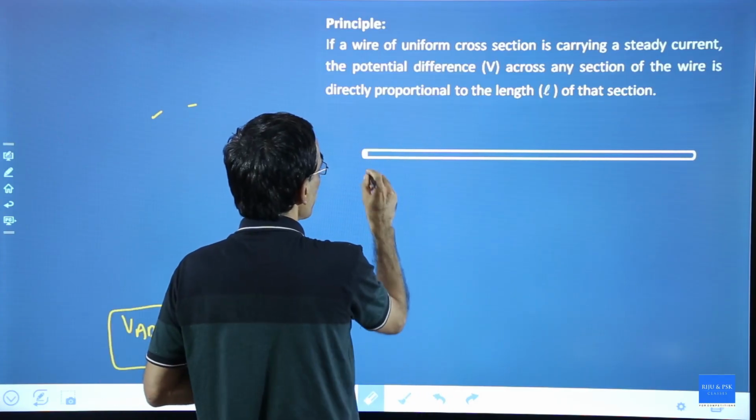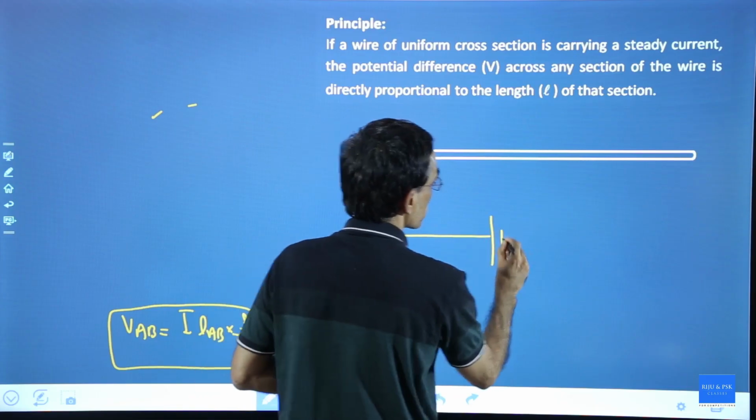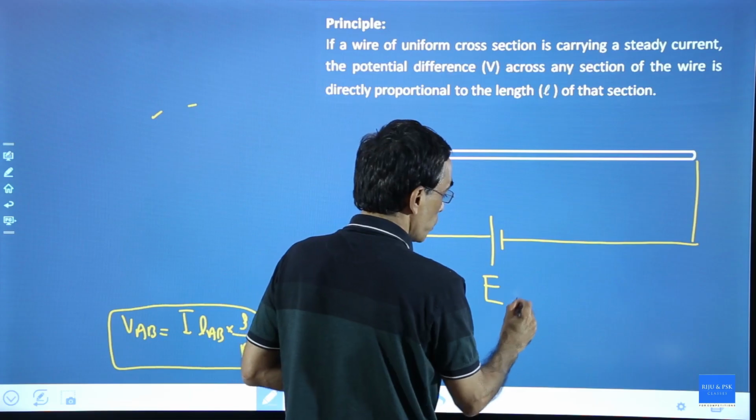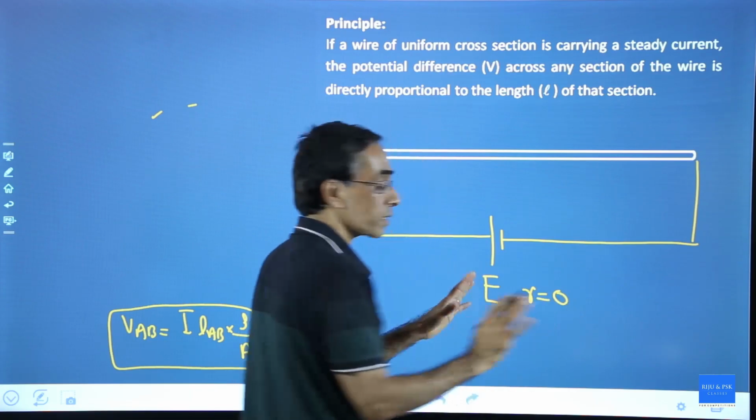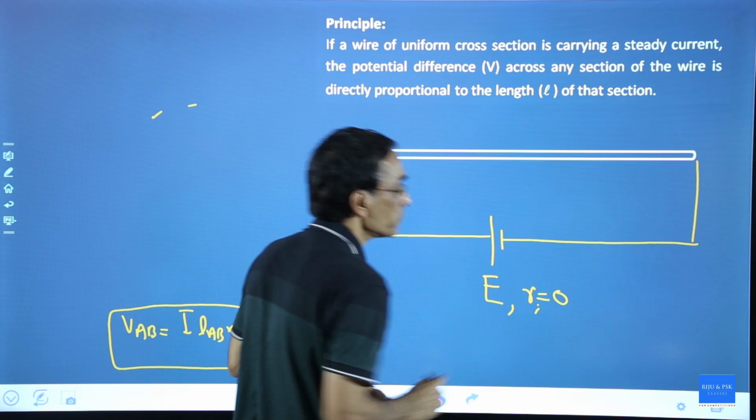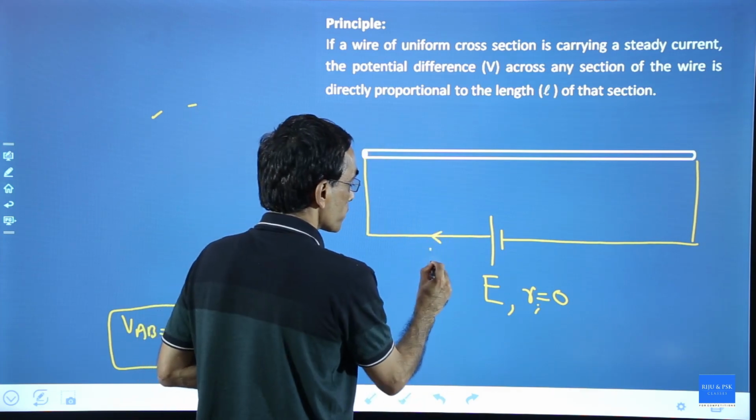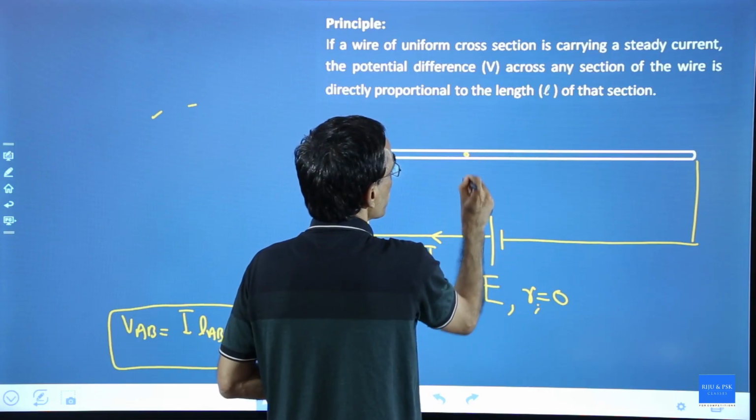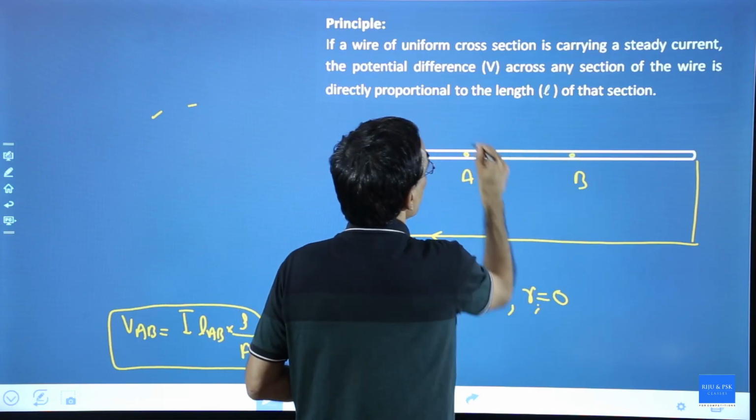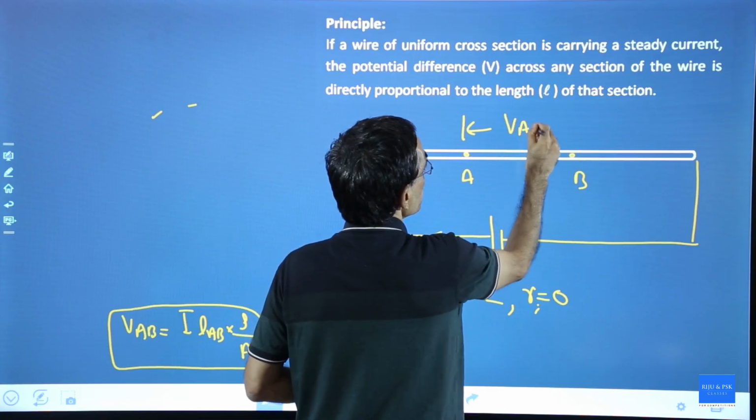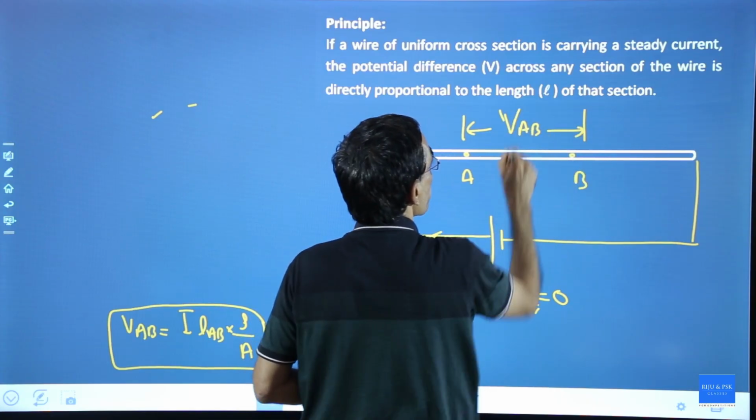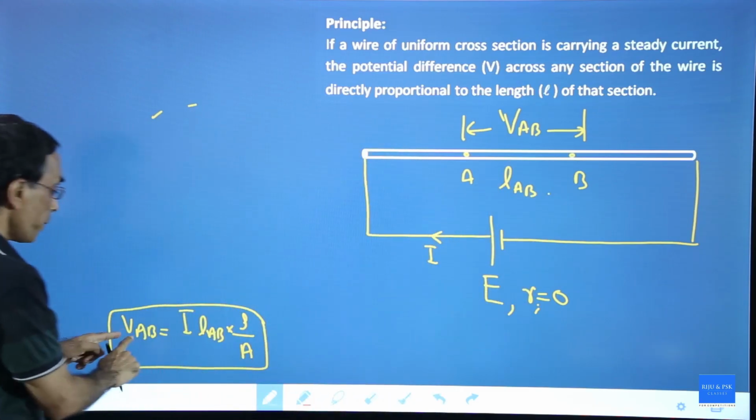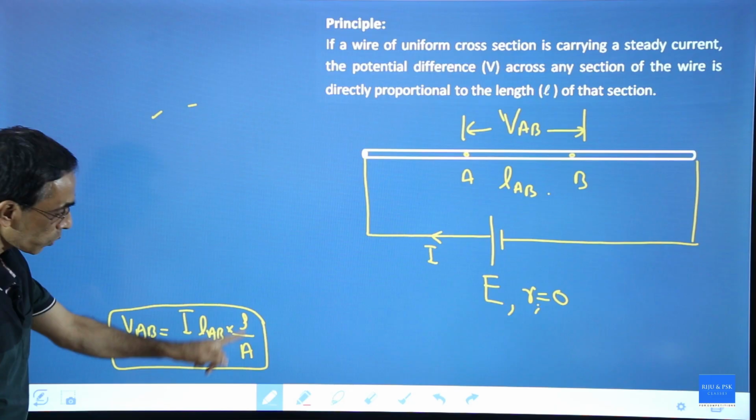See, this is a uniform wire. Let us connect a battery here. Assume that its internal resistance is 0, R internal is 0. Now, a current will flow. This current will produce a potential difference along the wire. I am taking a point A here, another point B here, and I see that there is a potential difference V_AB here, and the length is AB.